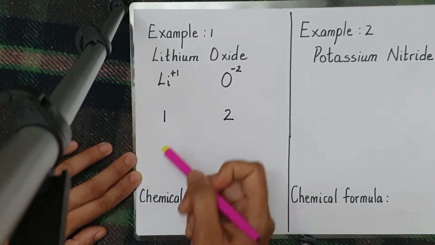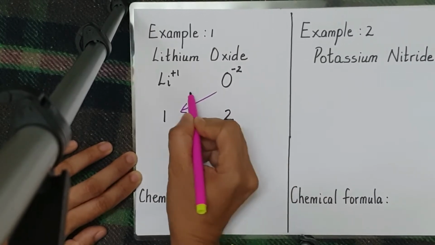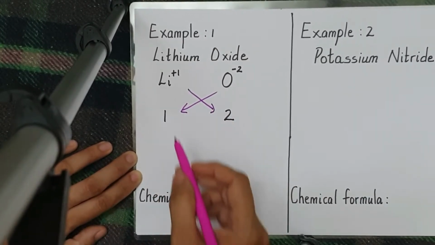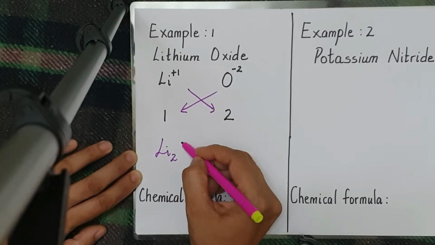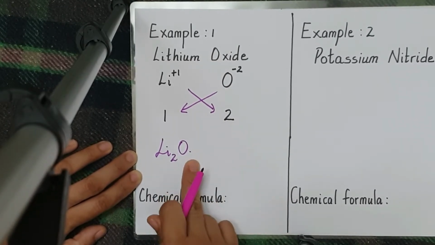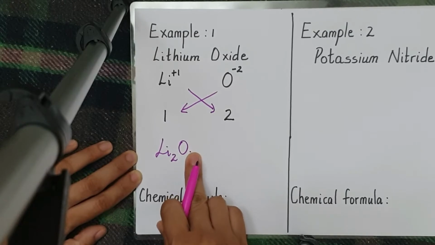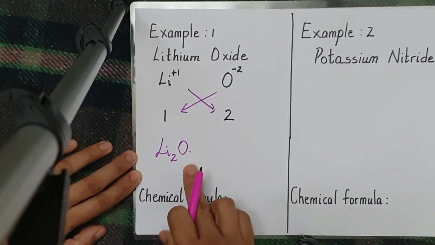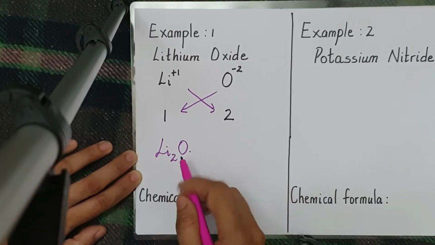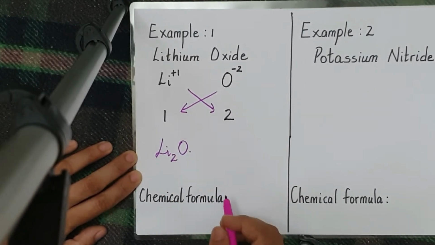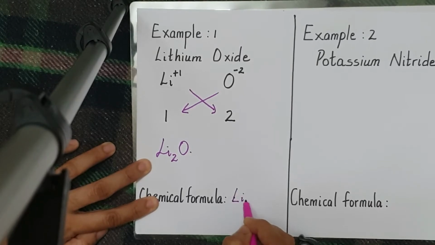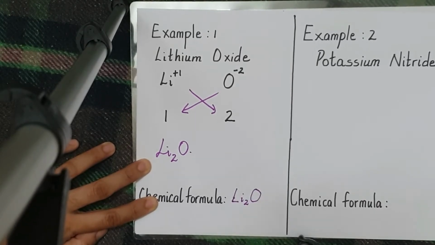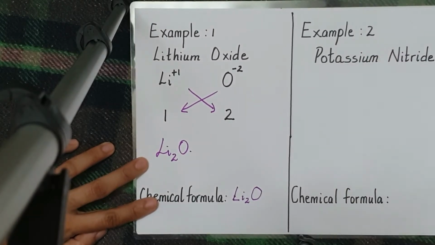The next step is simply to cross multiply so that we get lithium 2 and oxygen 1. Now we are not going to write 1 here because it's understood that in the subscript if there is no number written it is 1. We have to avoid the mistake of writing 1 here because then the formula is completely wrong. So now let's write the formula for lithium oxide. It is Li2O. Similarly, let's take another example.